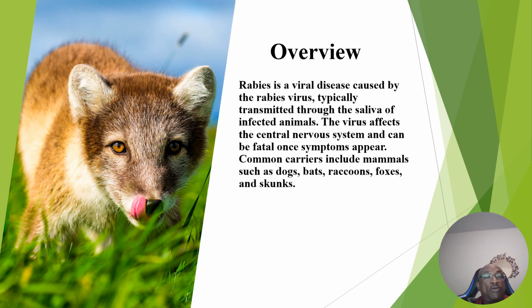Now here's an overview of rabies. Rabies is a viral disease caused by rabies virus, typically transmitted through saliva of infected animals. The virus infects the central nervous system and can be fatal once symptoms appear. Common carriers include mammals such as dogs, bats, raccoons, foxes, and skunks.